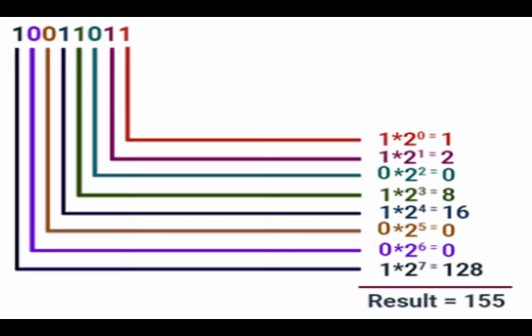Then we have 0, the brown one. 0 times 2 power 5 is 0. The purple 0, 0 times 2 power 6 equals 0. And the leftmost one, 1 times 2 power 7 equals 128. And then we add 1 plus 2 plus 8 plus 16 plus 128, which is 155. That is the result in decimal base.